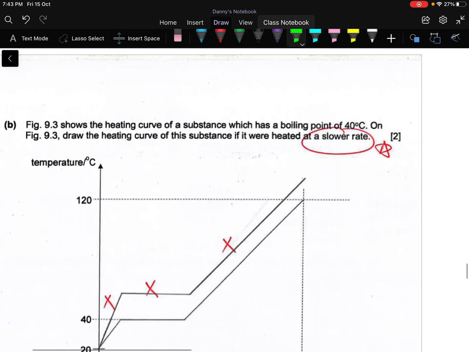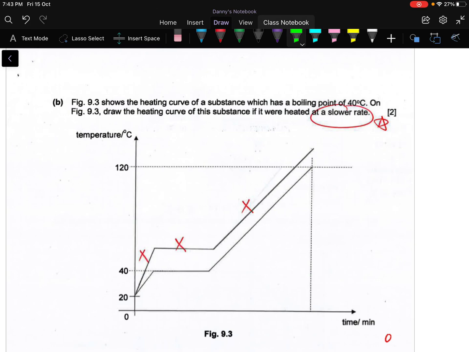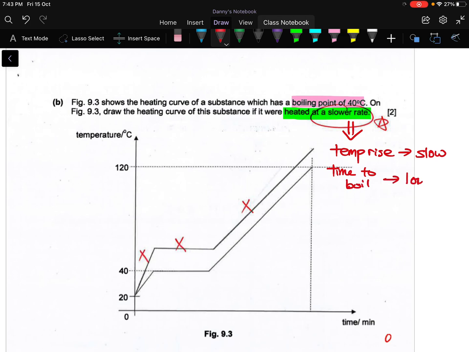So I hope you learn from this if you are the student. Okay, for part B, you are told that this thing, the same substance, is heated at a slower rate. And now they are telling you that there is a boiling point of 40. So if it is heated at a slower rate, what will happen? Well, will the temperature rise be fast or slow? It will be slow, right? How about the time to boil? Will the time to boil be shorter or longer? It will be longer, right?